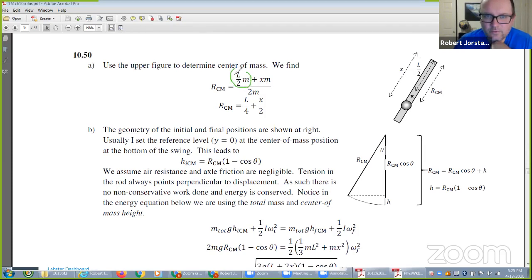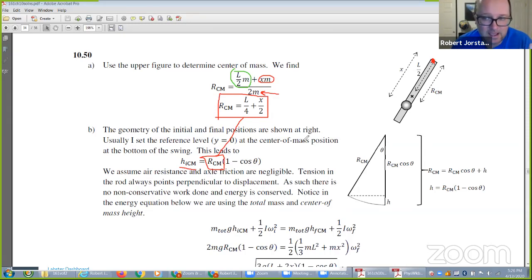This is for the rod, right? And this is for the point mass. Remember, the pivot is right here. And then this is the total mass. They're each m in this case. So when you do all the work here, we get this is the radius to the center of mass. That means for part B, the height of the center of mass needs to use this disgusting formula. It's not that hard to write down. It's just annoying to work with.